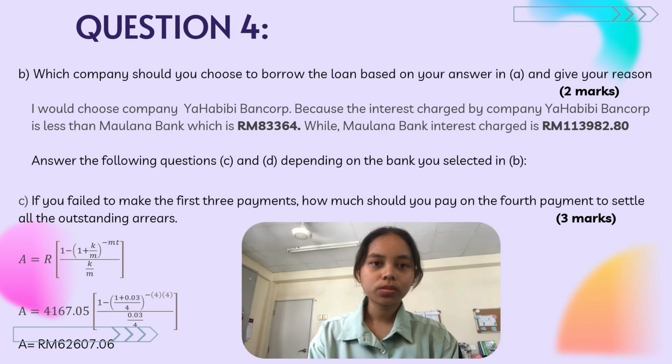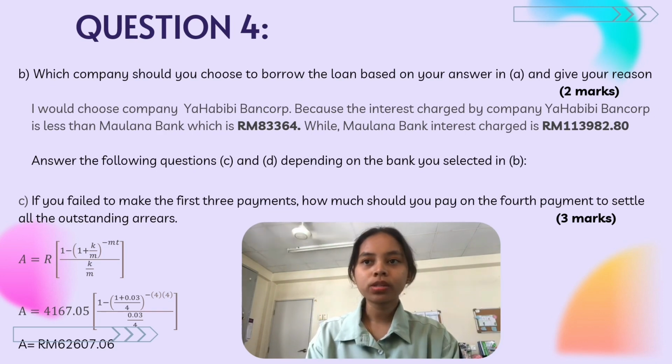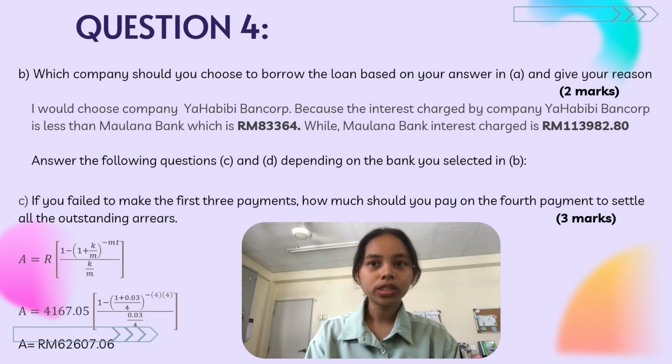Then we move on to the next question. Question B, the question is, which company should you choose to borrow the loan based on your answer in A, and give your reason. For this question, I would choose Ya Habibi Bank because the interest charged by Ya Habibi Bank is less than Maulana Bank, which is RM 83,364, while Maulana Bank's interest charge is RM 113,982.80.